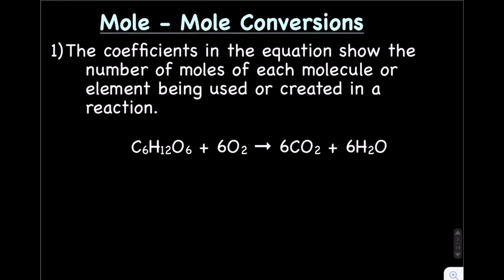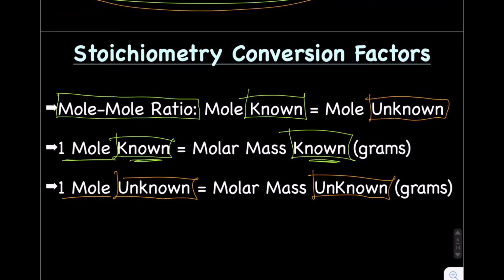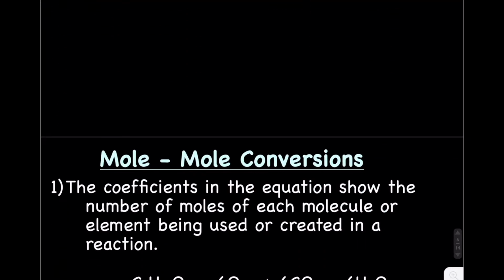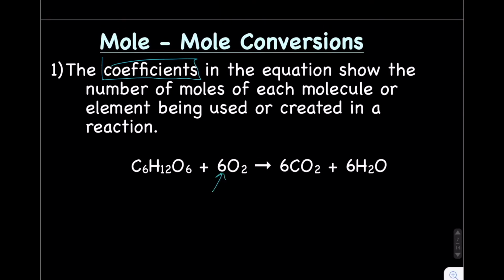So for mole-mole conversions, the first thing we need to talk about is, let me go back here real quick, this mole-mole ratio thing, this guy right here. What is that mole-mole ratio and how do we get it? So for mole-mole conversions, the coefficients in the equation show the number of moles of each molecule or element being used or created in a reaction. Remember the coefficients that we used in the chemical reactions unit? We use those to balance the equation, right? So that we end up with the same number and types of atoms on both sides of the equation. So we're following the law of conservation of mass and matter, right?